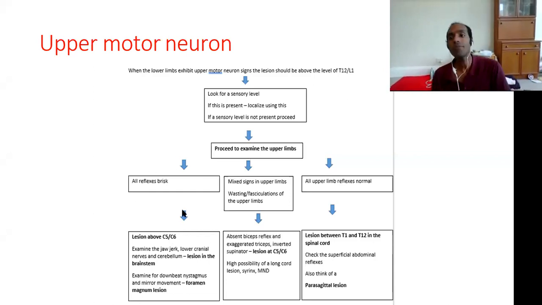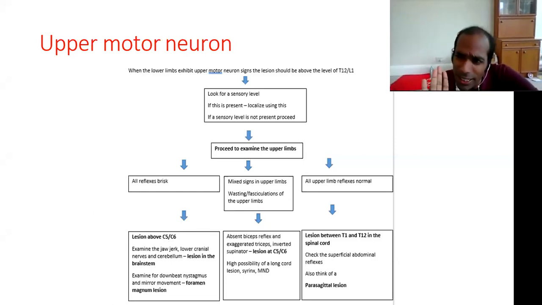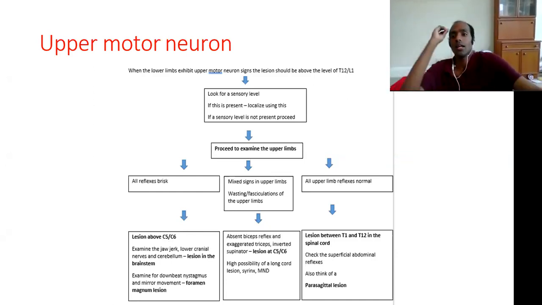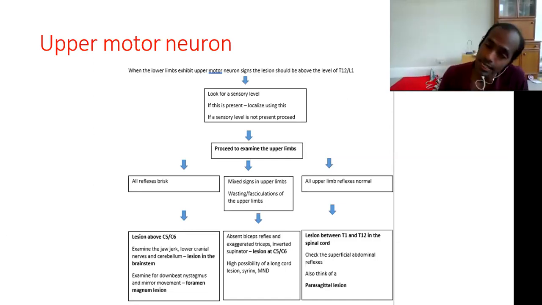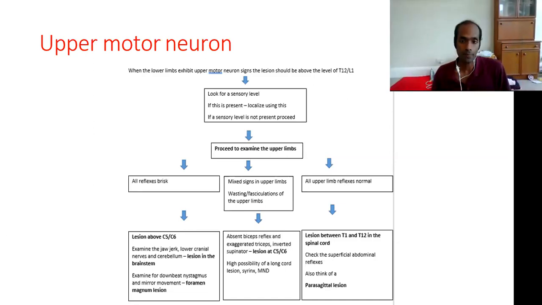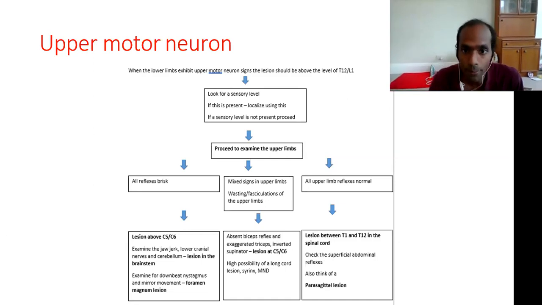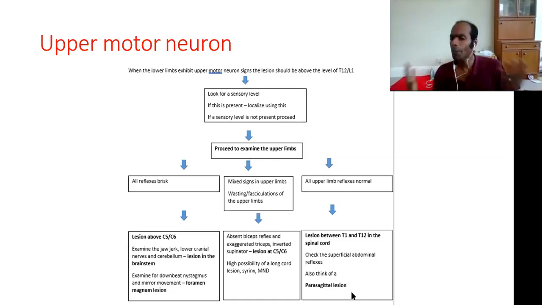So if you have lower limb reflexes brisk and no sensory level, that's no problem. If there is no sensory level, then we need to use this method, the motor localization method. So to recap, you do the upper limb reflexes, and if all are normal, you know the lesion has to be between T1 and T12. Right.